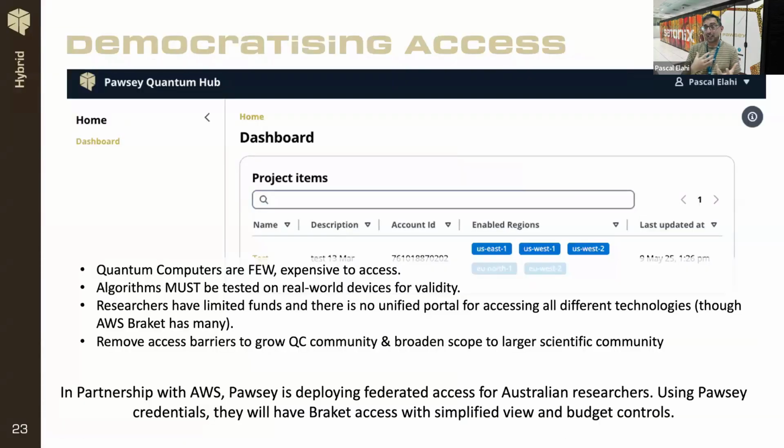We're all looking at democratizing access. So as I mentioned before, we are looking at trying to allow access to quantum computers. There are not many in the world.